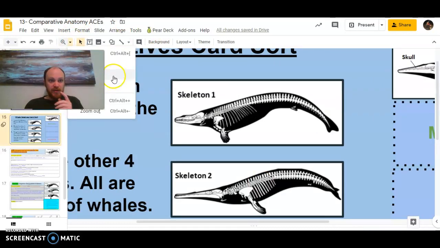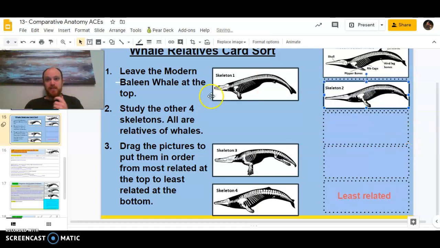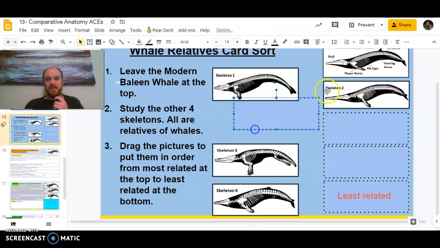So after you compare them and you decide which is which, you're going to drag. So maybe you think, okay, I think this one is probably most related. So I'm going to drag it over here. Boom. That's it. You're going to drag them and put them in order. That's it. That's what you're going to do.